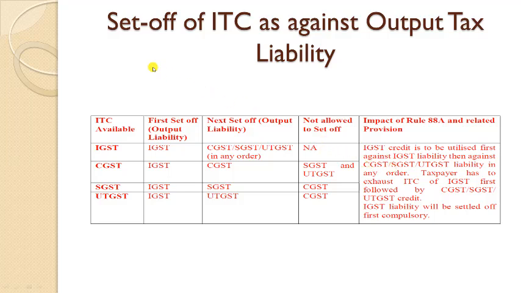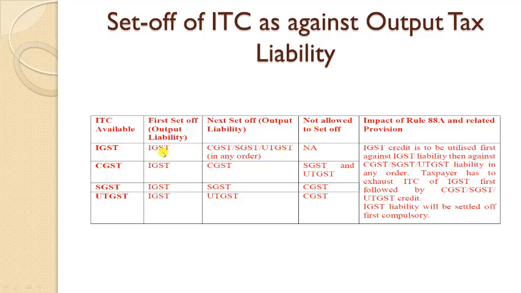So, how does one set off the input tax credit as against output tax liability? As discussed already, there are 4 types of GST: IGST, integrated goods and services tax; CGST, central goods and services tax; SGST, state goods and services tax; and UTGST, union territory goods and services tax. If input tax credit is available in IGST, in such a case, first, such input tax credit should be set off against output tax liability of IGST itself. The remaining amount can be set off against CGST, SGST or UTGST in any order.